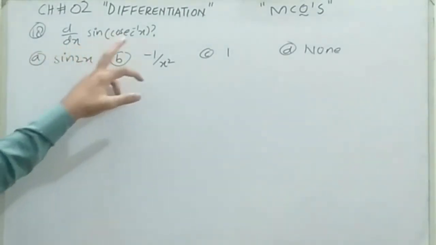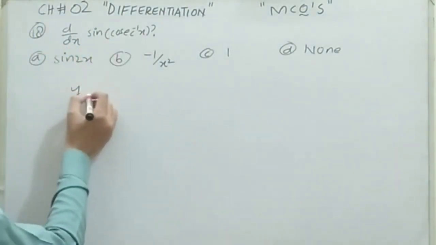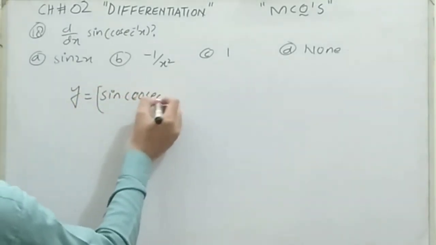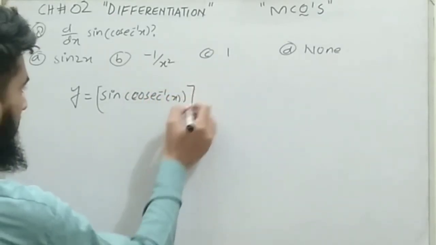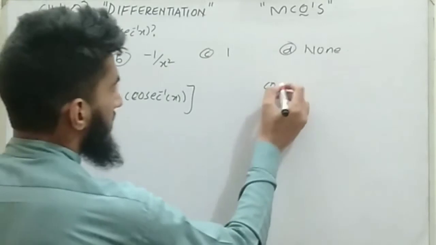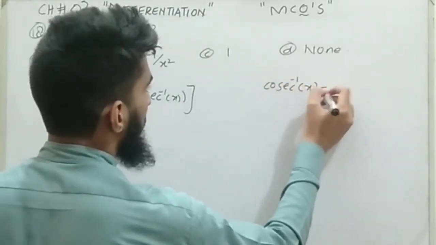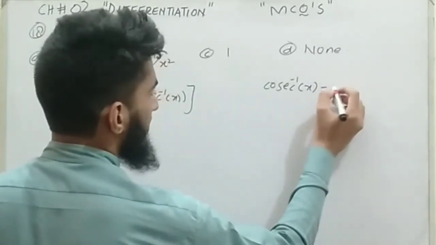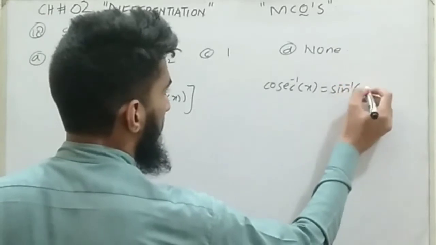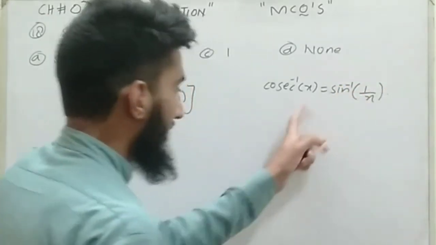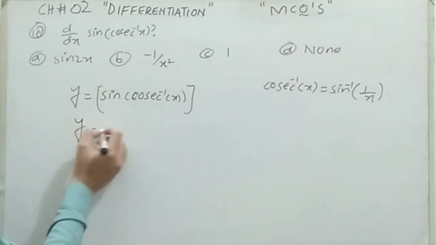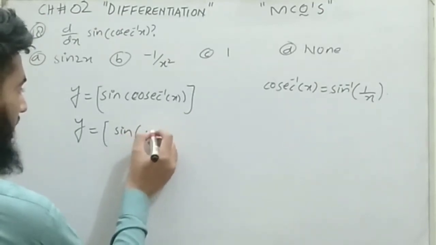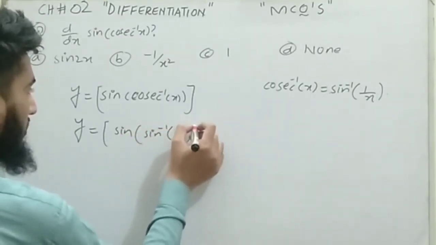D by dx of sine into cosecant inverse x will be. Let's suppose this is equal to y, a function sine into cosecant inverse x. Remember, cosecant inverse x will always be equal to sine inverse 1 over x. So this is an inverse trigonometric law. Using this law, it becomes y is equal to sine of cosecant inverse x is sine inverse 1 over x.